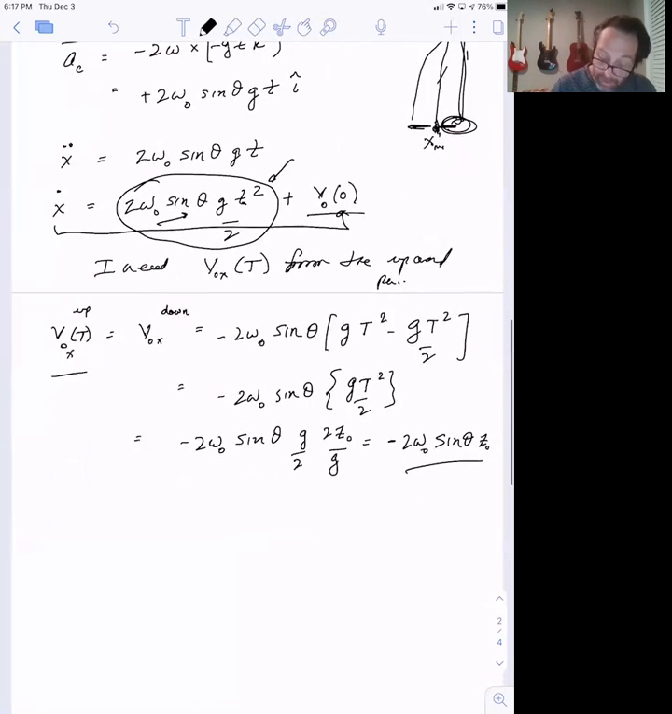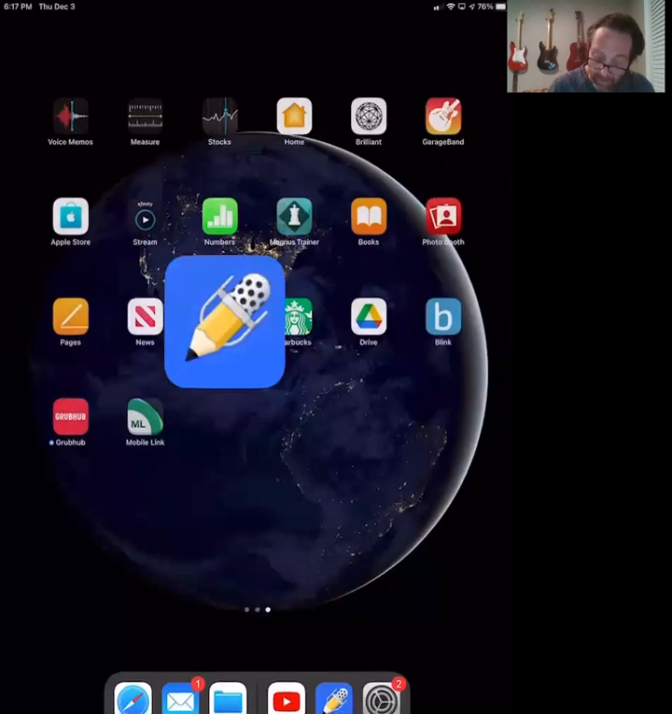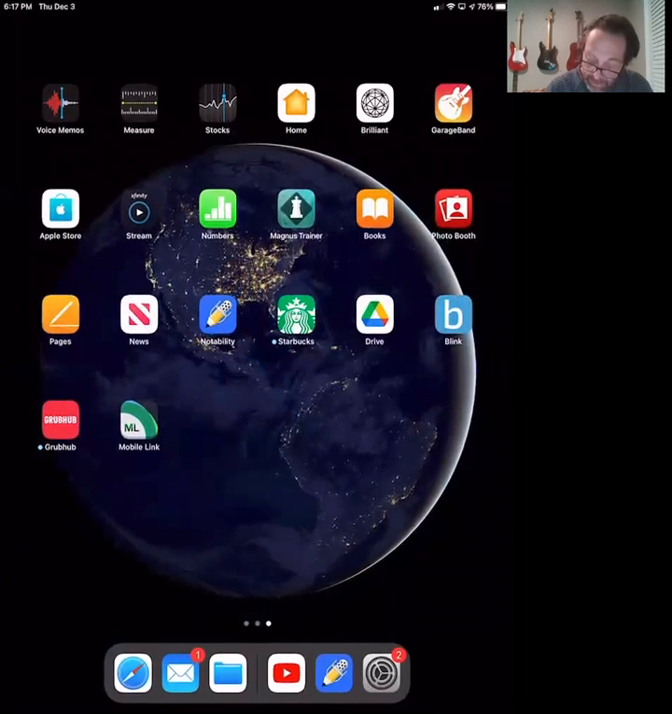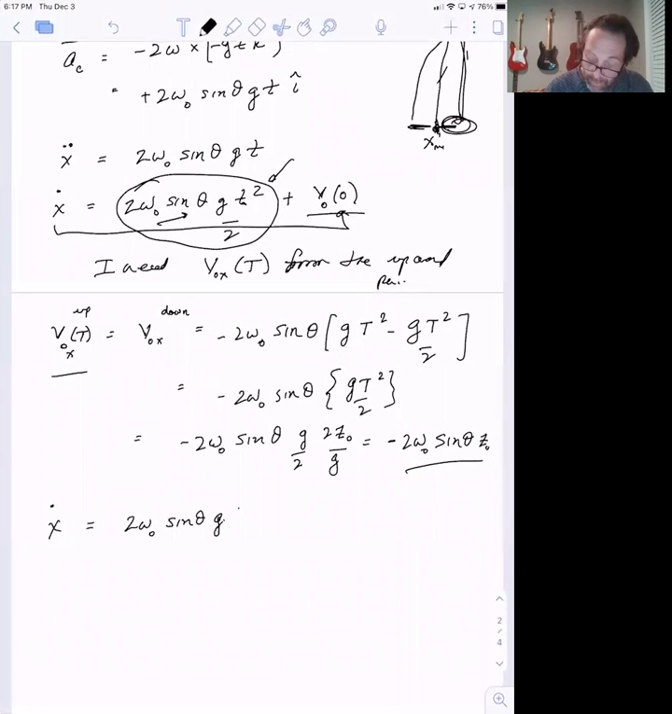And now you can get what x is by integrating this again. Let's be redundant and rewrite everything we know. This is now 2 omega naught sine theta g, t squared over 2. That's what I have from the first part of the calculation. And here's what I have from my boundary condition: 2 omega naught sine theta, z naught.